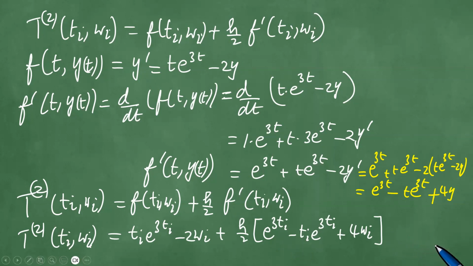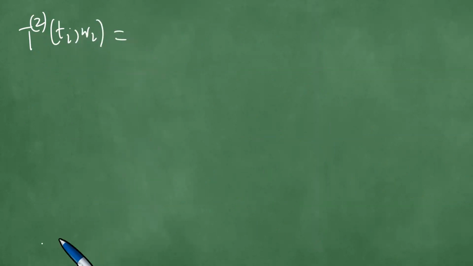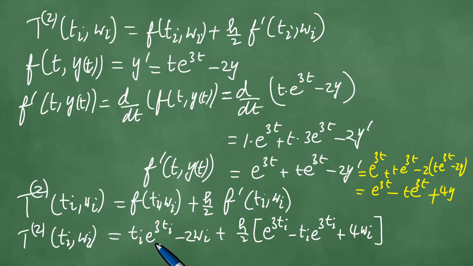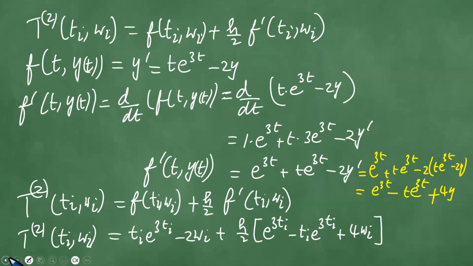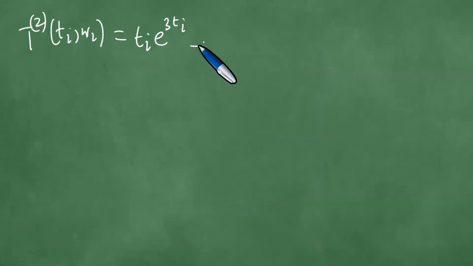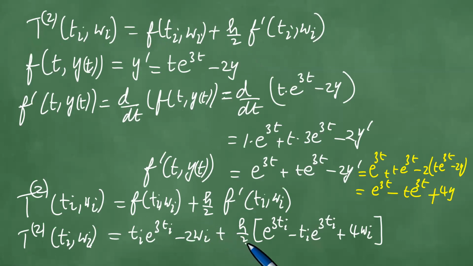Now, moving forward, we shall be in a position to have T2 of ti, wi equals ti e to the 3ti minus 2wi, plus h over 2.